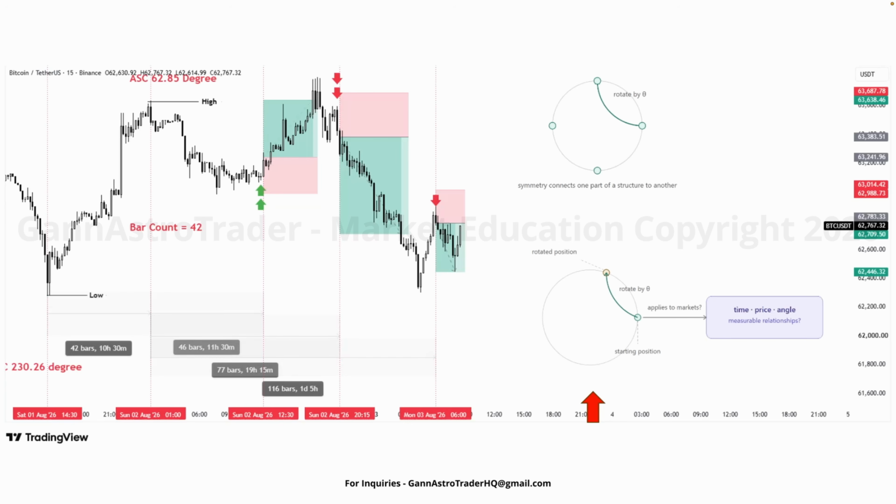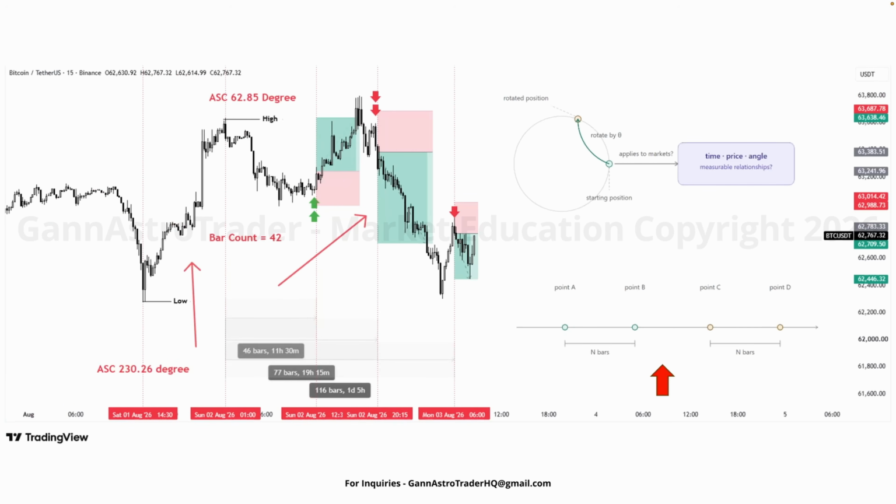The interesting question for markets is whether similar relationships can be observed in time, price, and angular movement. Markets are not perfectly symmetrical, but they often contain measurable relationships between different movements. A price swing can have a particular duration. Another swing later in the chart may have a related duration, even if the actual price movement is completely different. So instead of asking whether 2 market movements are identical, we can ask whether they maintain a mathematical relationship. This is where symmetry becomes useful. It gives us another way to compare one part of the market structure with another.